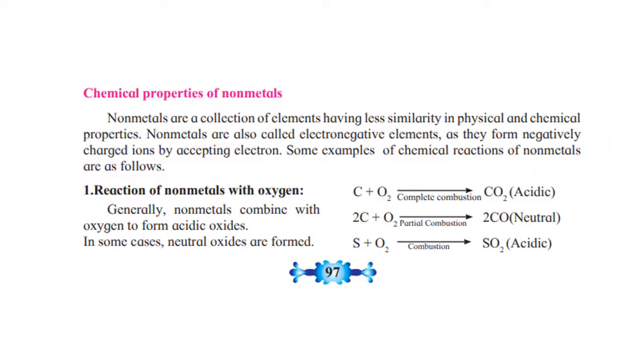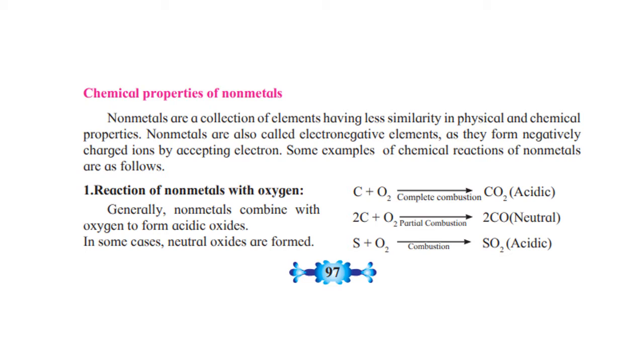Chemical properties of nonmetals. Nonmetals are also called electronegative elements as they form negatively charged ions by accepting electrons. Most of them have 5, 6 or 7 electrons in their outermost orbit. The first reaction that we learn is the reaction of nonmetals with oxygen.